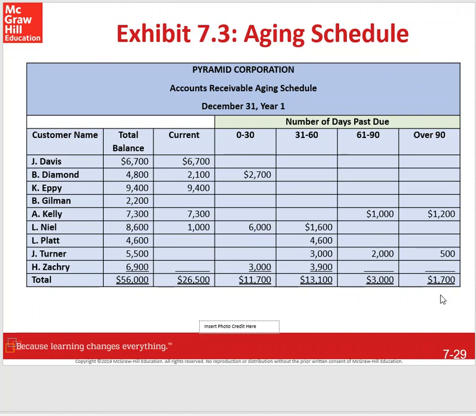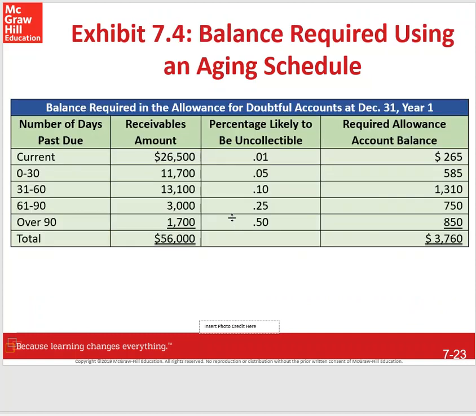Statistically, the longer it takes for somebody to pay you, the less likely it is that you will ever collect from them. So over 90 days is definitely the danger zone. What we're going to do with this information is that they have a company policy that applies these percentages of likely to be uncollectible. Of the current accounts receivable, they believe only 1% will be uncollectible. But notice those percentages get higher as they become more past due.